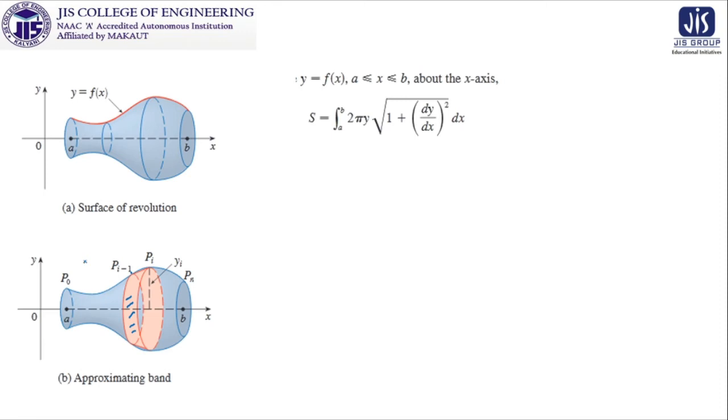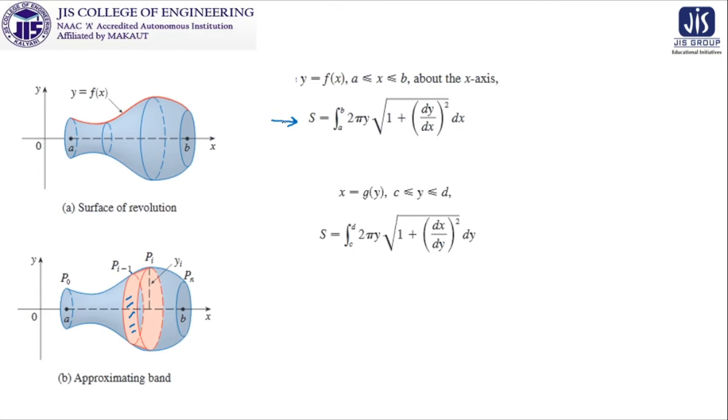We need this particular formula to find out the area. If we have a curve y equal to f(x) and the bounding points, that means the lower and upper limits, are a and b, we need to use this formula to find out the area of this particular curve. The area generated by this curve is the integral from a to b of 2 pi y root over 1 plus (dy/dx) whole square dx. So this formula will give us the surface of revolution by y equal to f(x).